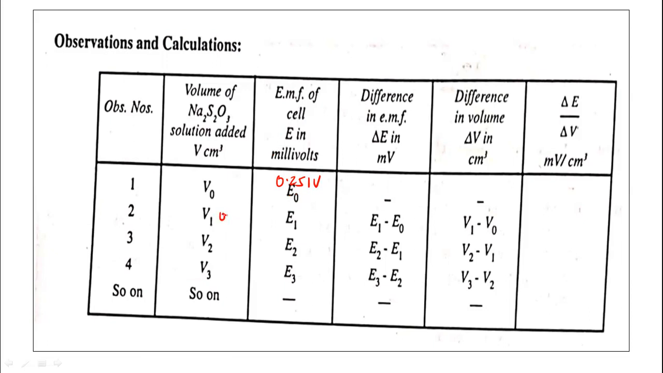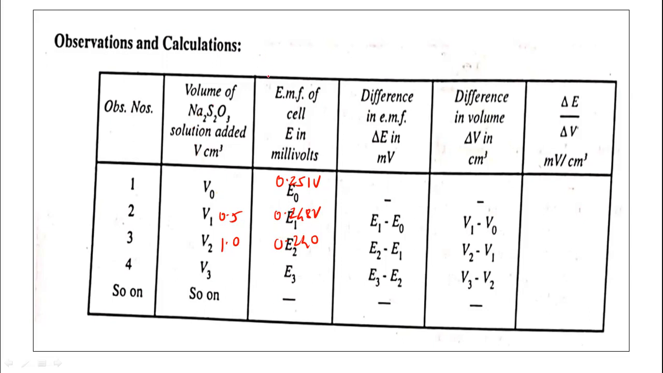Then add 0.5 ml. Okay. Then I think the EMF is going to decrease. Suppose it is 0.248 volt. Then 1.0 ml sodium thiosulfate solution. The EMF should go on decreasing here, 0.240 volt. So the EMF of the solution is going to decrease during this titration.